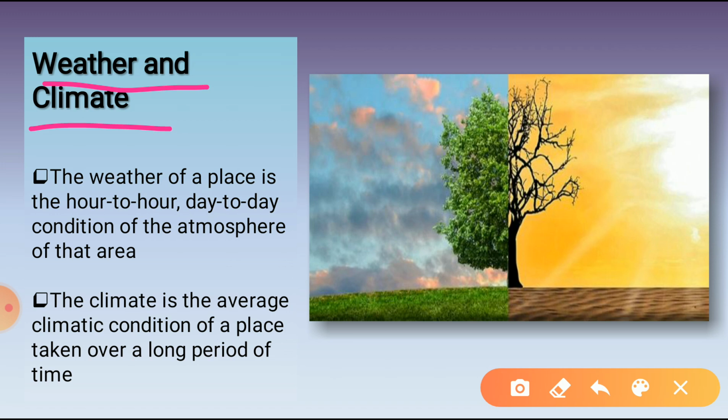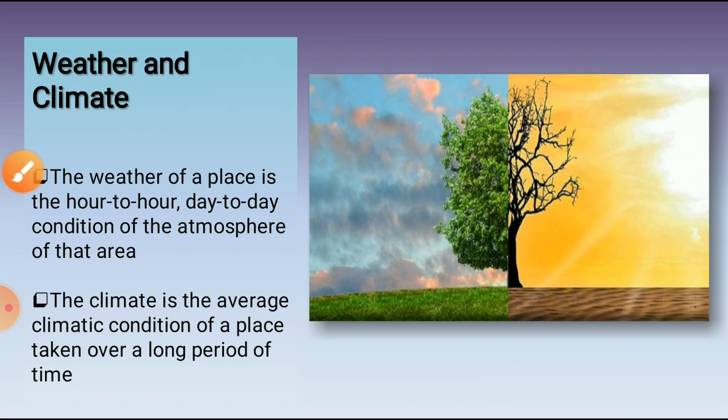Next, what is climate? Climate is the average weather condition of a place for a longer period of time. The weather pattern of more than 20 years is considered for defining the climate of a place.